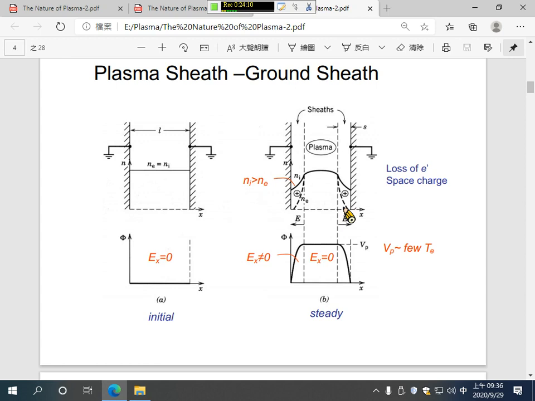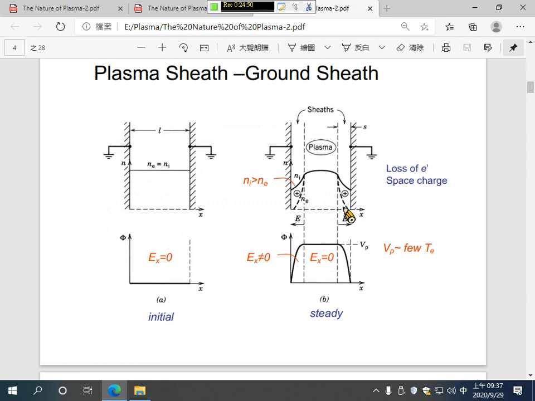And since the density of electron and density of ions are equal in a quasi-neutral plasma, the flux will only depend on the velocity. And the velocity of electron is at least 100 times the velocity of ion. So it means if we just look at the metal plate surface, the metal plate will collect much more electrons than ions within a certain time period.